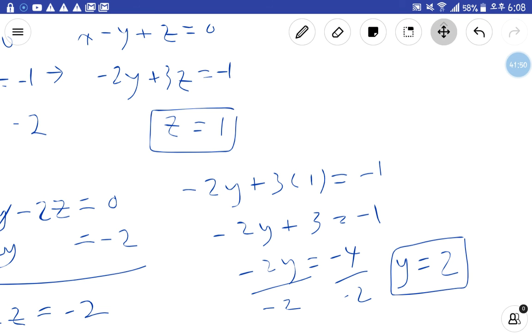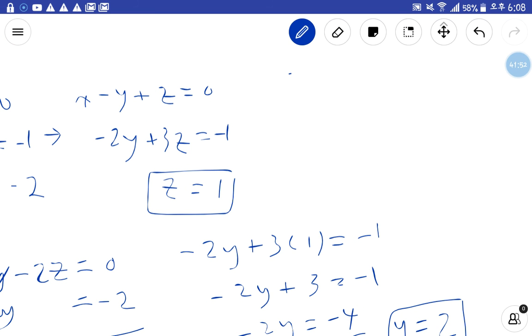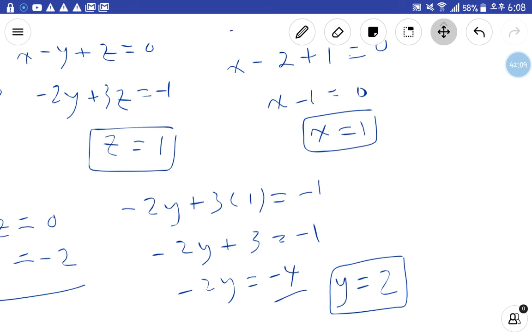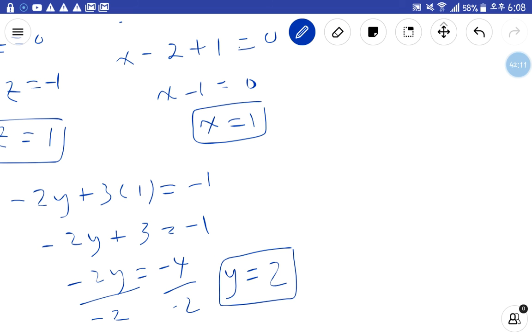Now how can I get my x? Plug everything back. x minus 2 plus 1 equal 0. x minus 1 equals 0. Then my x would be 1. So you can write down your answer as an ordered triple, which is (1, 2, 1). That's the answer.